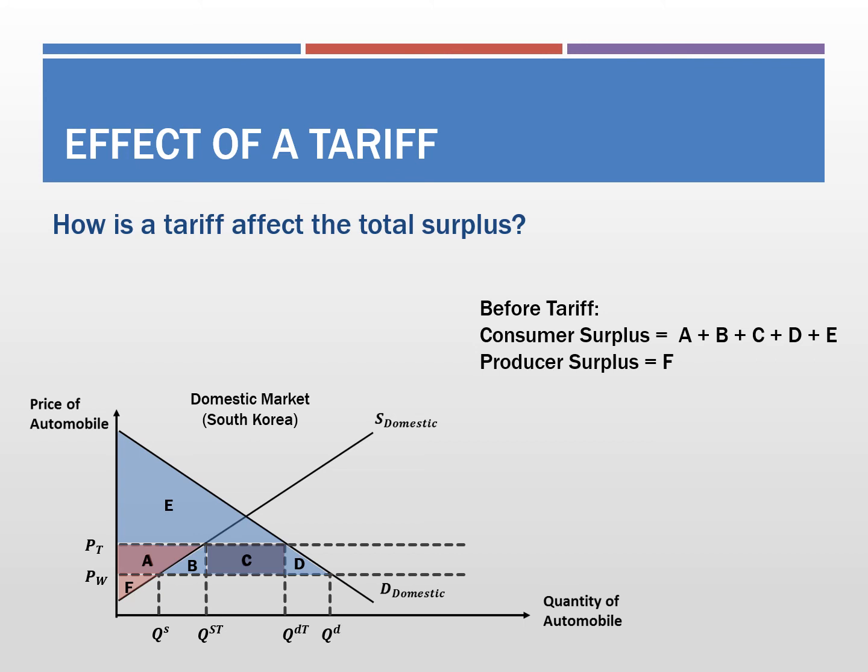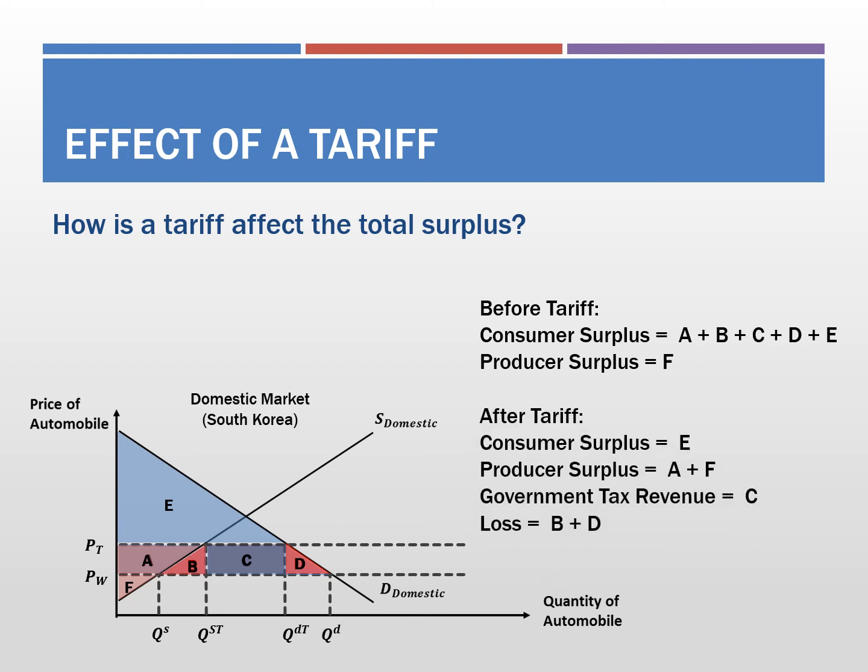Now we have answered the question for box C. We still have areas B and D left. And in this case, unfortunately, no one is going to collect areas B and D in the graph. So that means those two triangles in the graph will go into what we call a deadweight loss.